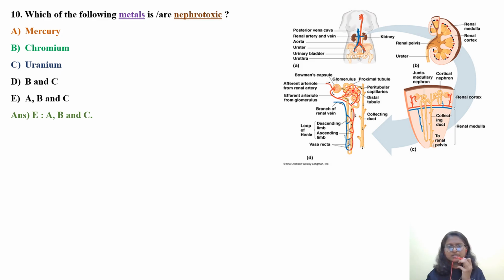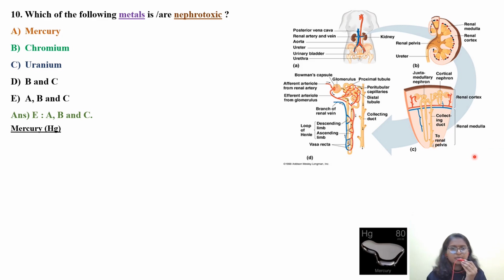Once you understand the various important parts of a nephron or kidney, only then will you be able to understand how the toxicants are affecting that particular part of the kidney or nephron. This is very important in understanding the mechanism of toxicity actually.